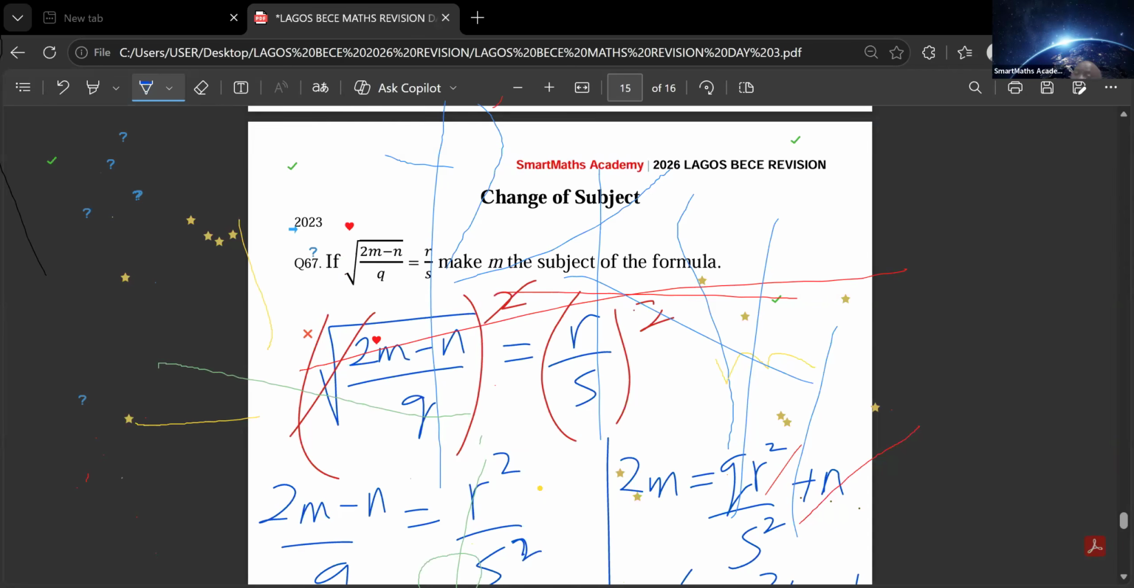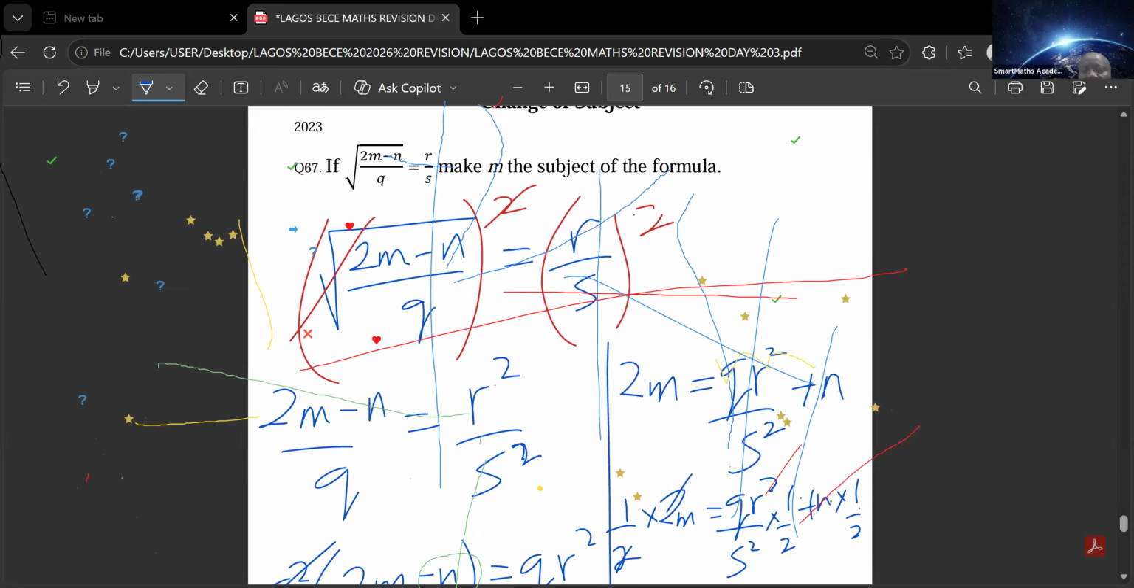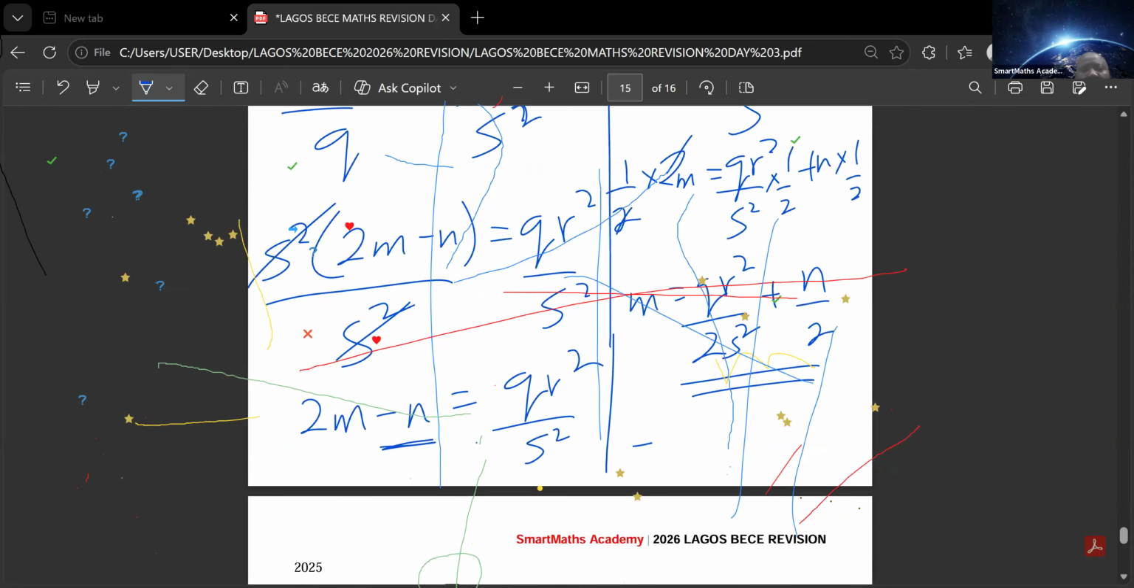Okay. It is made a single fraction. Yes, it's made a single fraction. So what we are going to do is find the LCM of 2x squared. Let me explain it. The LCM is going to be 2s squared.